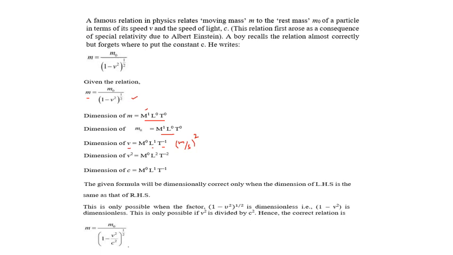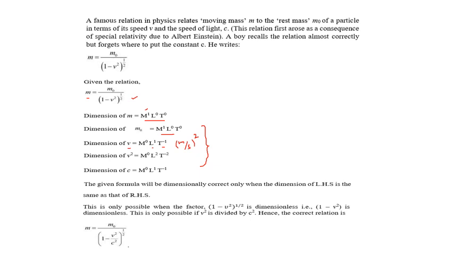And let us write for c. What is c? Speed of light. So again, meter per second, so M to the power 0, L to the power 1, T to the power minus 1. Compare these values: m naught, v squared and c. What is there in the right hand side? As per the question, m naught divided by (1 minus v squared) to the power 1 by 2.